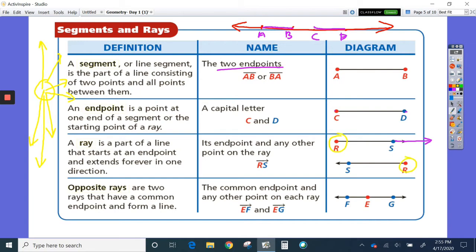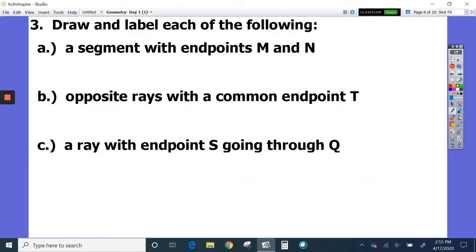Okay. Opposite rays, on the other hand: if I have a common endpoint like E, I have one ray that goes in this direction, and I have the other ray that goes in the opposite direction. So those are typically what are called opposite rays. So that being said, let's try to see if we can identify them or draw them.